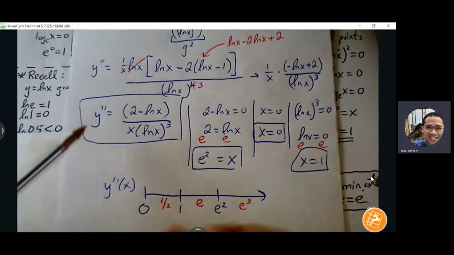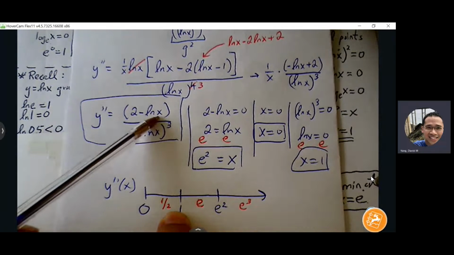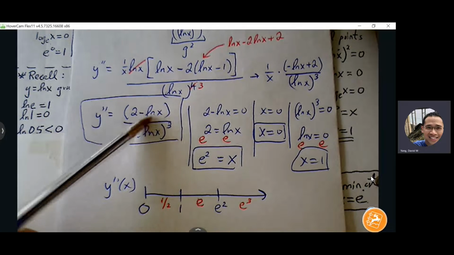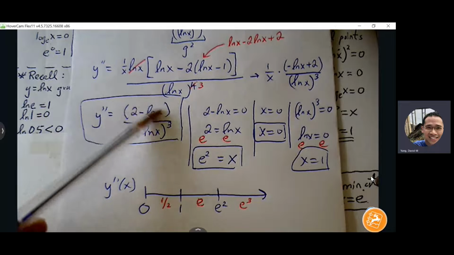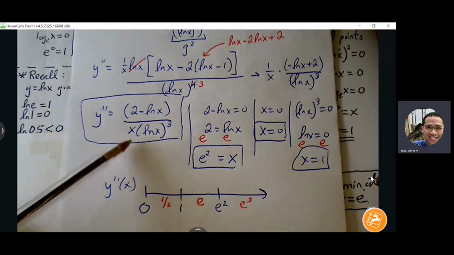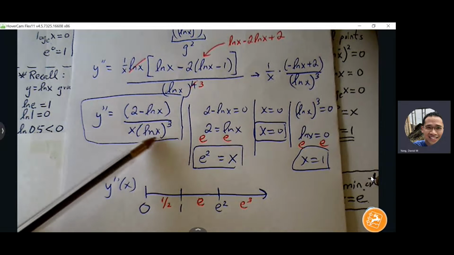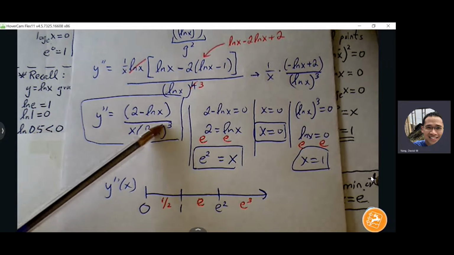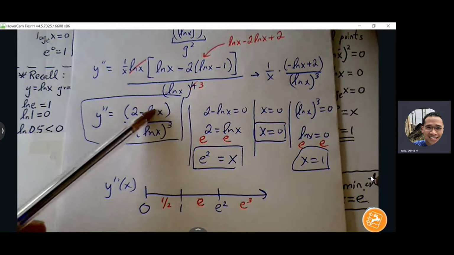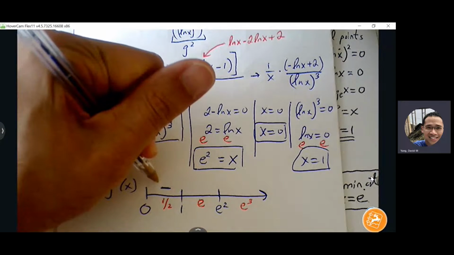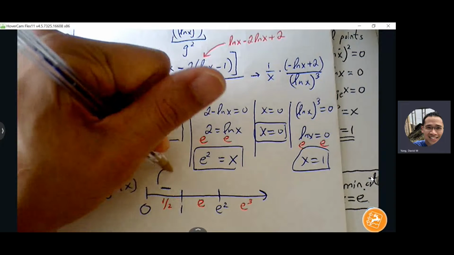Test out the signs here. Okay, so 1/2 in for x. Natural log of 1/2 is around negative 0.5. 2 minus the negative 0.5 is positive. Okay, so the numerator is positive. Denominator, I get 1/2 times natural log of 1/2 cubed. That natural log of 1/2 is negative 0.5. Negative 0.5 cubed is still negative. So positive over negative is negative. Second derivative here, so not decreasing slope, but this is going to be concave down.